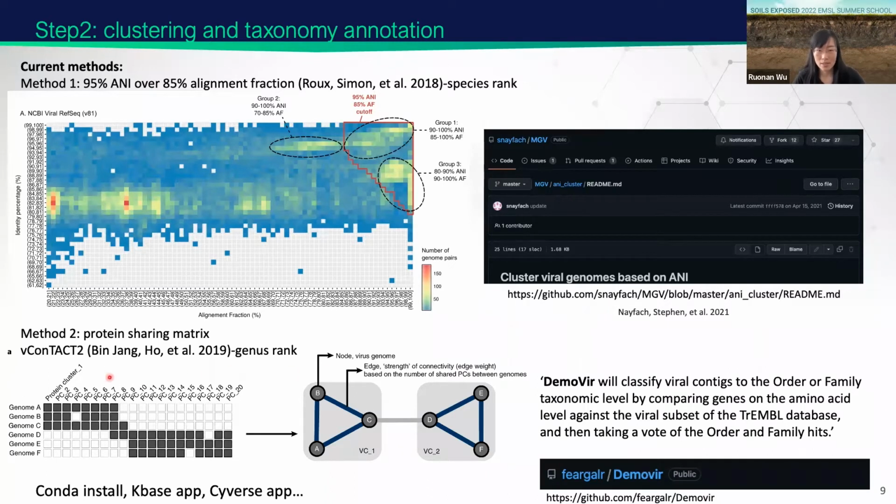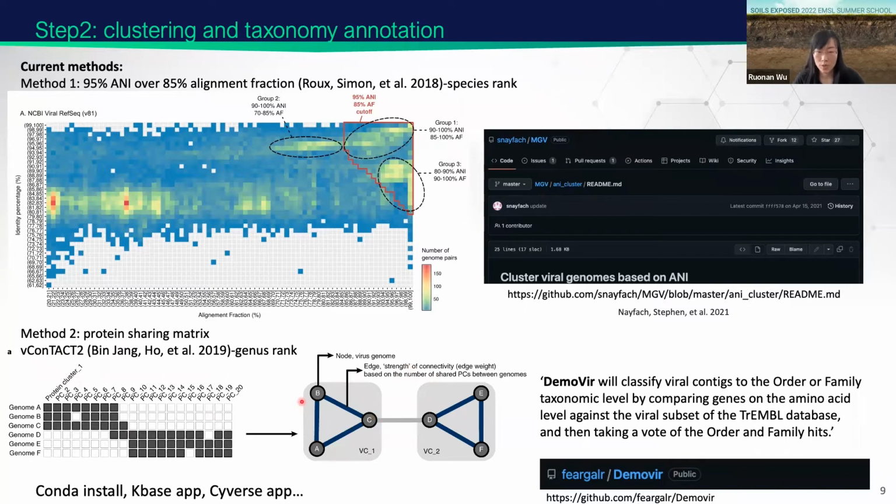So then a second widely used method is based on the protein sharing matrix. This method has been implemented in a tool called vContact, and now it has a version 2. Instead of the whole sequences, vContact will first cluster proteins that are called from the viral contigs, and then convert the presence or absence of the protein clusters into a similarity matrix among the sequences. Then the protein sharing matrix is visualized in a network with each node representing viral genomes or viral contigs.